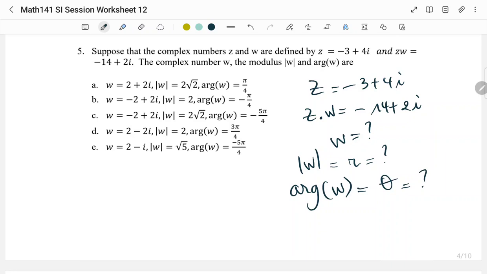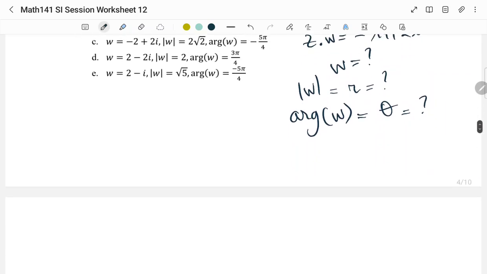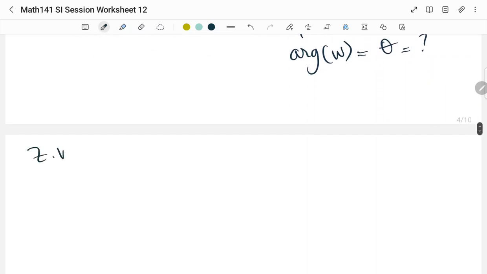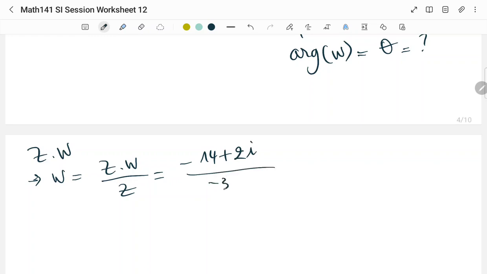Okay, so first step, we have z times w. How do we find w? Well, w will therefore just be z times w divided by z, right? Meaning that's equal to negative 14 plus 2i, if I'm not mistaken, divided by negative 3 plus 4i.